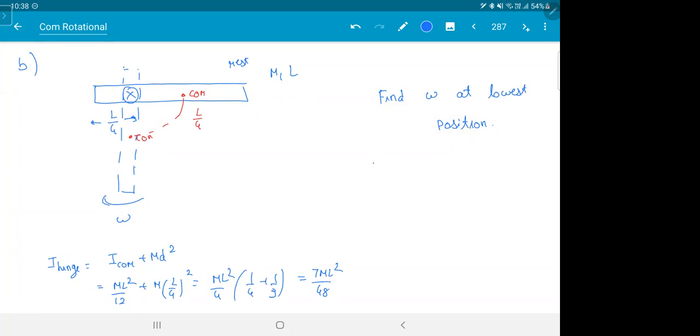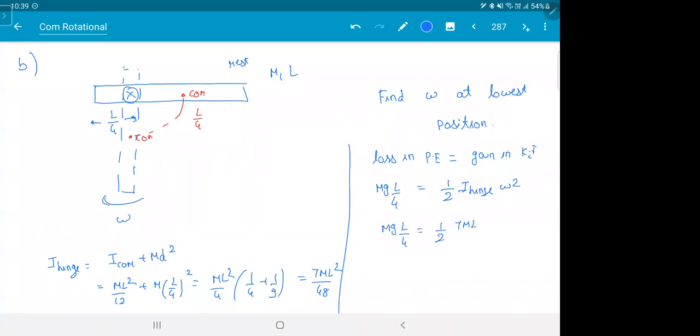Then loss in potential energy is gain in kinetic energy. And steps are same. Nothing changes. Only that I is extra. What is loss in potential energy? mg into L by 2, L by 4. What is gain in kinetic energy? Half I hinge omega square. Just substitute there. So omega square would be, m will cancel, 24 g by 7 root.